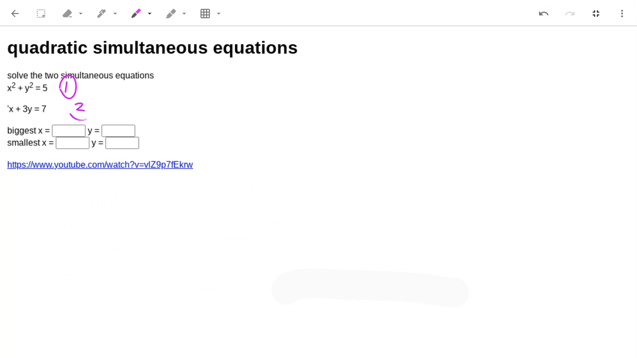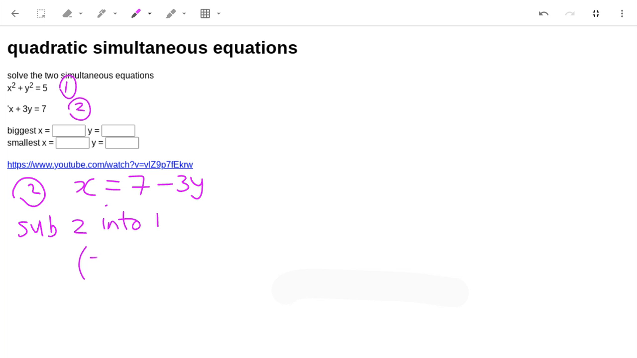So I'm going to label my equations 1 and 2. I'm going to rearrange equation 2: x equals 7 minus 3y. I'm going to substitute equation 2 into equation 1, so wherever there's an x, I write 7 minus 3y. It's x squared, so I have to square the brackets and then carry on.